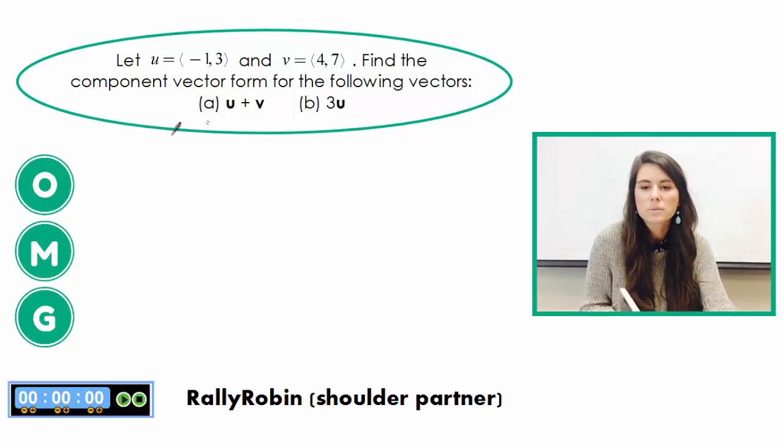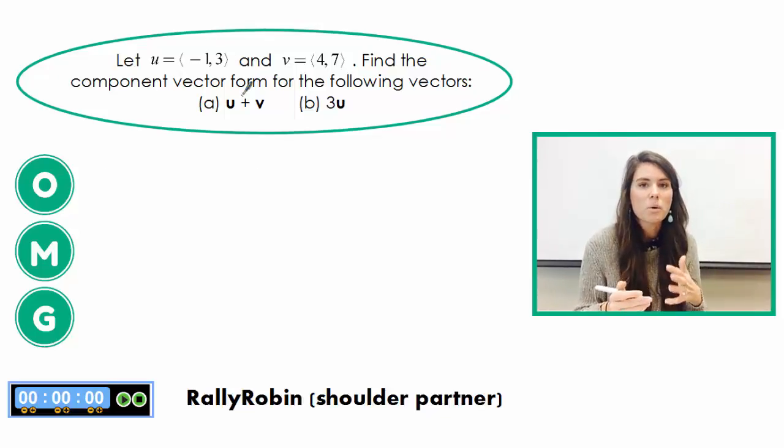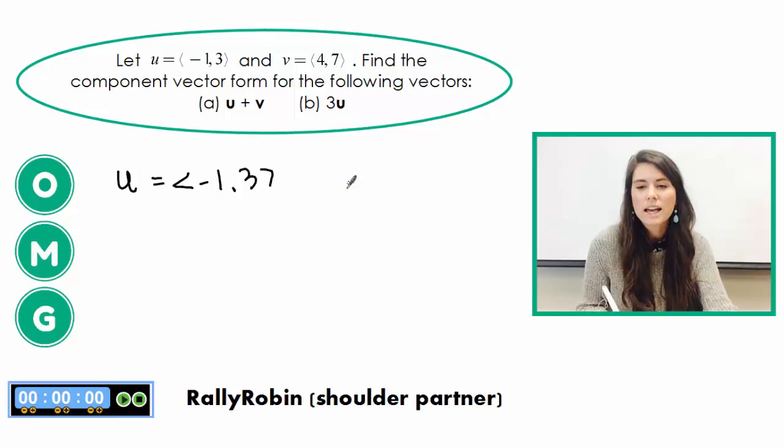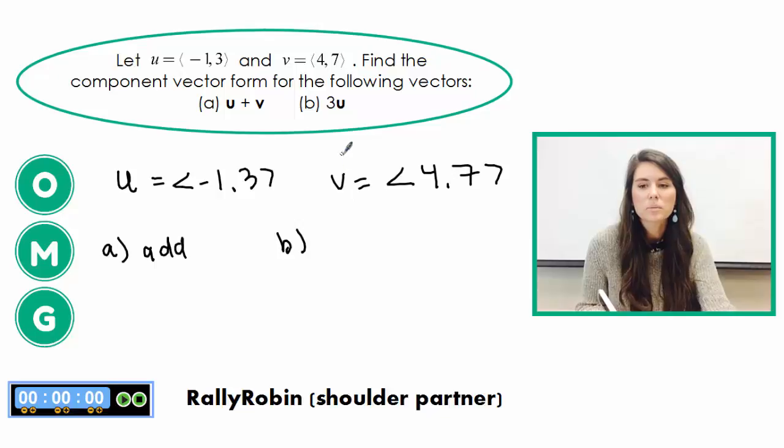So the first thing I would observe in here is that I'm given my vectors in vector form, so I don't have to create the vector. I'm not given two coordinate points and then I have to create the vector like on the other videos. I'm given u and v. So that's just what I'm going to write. u is <-1, 3>, and v is <4, 7>. And then my mission, the first thing I'm going to do is add them together. And then the second thing, letter B, I'm going to multiply by 3, just to u.